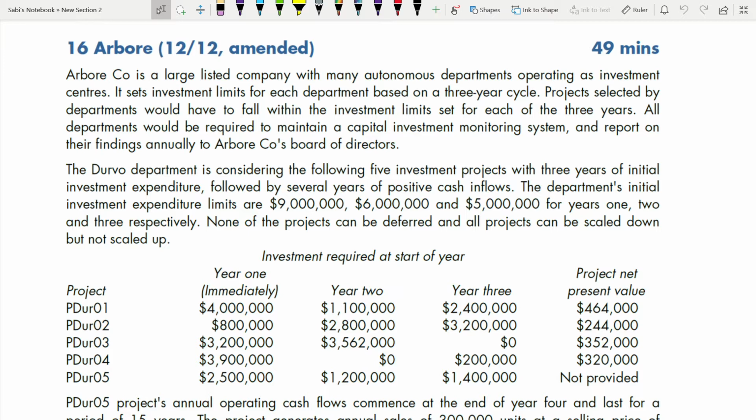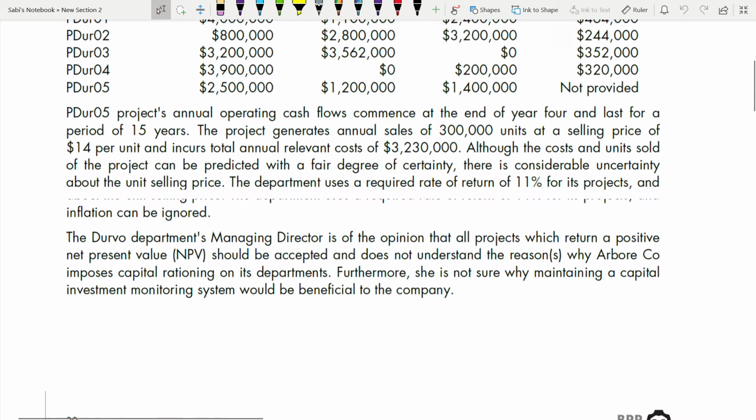appraisal. That is section B of your syllabus. Once you are done, this is the first question I would recommend you attempt because this is one of the easiest questions. Before this, we'll go through the requirements first.